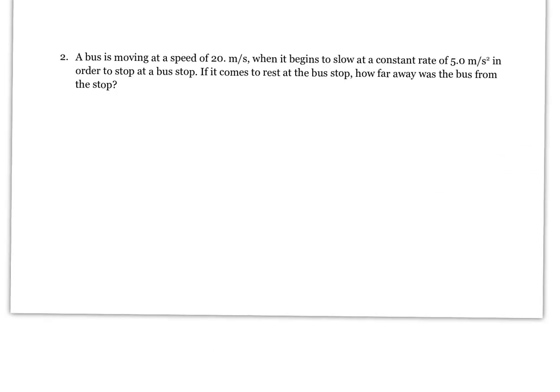All right, so number 2 here says a bus is moving at a speed of 20 meters per second when it begins to slow at a constant rate of 5 meters per second squared in order to stop at a bus stop. If it comes to rest at the bus stop, how far away was the bus from the stop? All right. So a couple things here. They give me some information. Moving at a speed of 20 meters per second. What did they give me? Of all my little notations, what did they give me? So here they gave me initial velocity there.